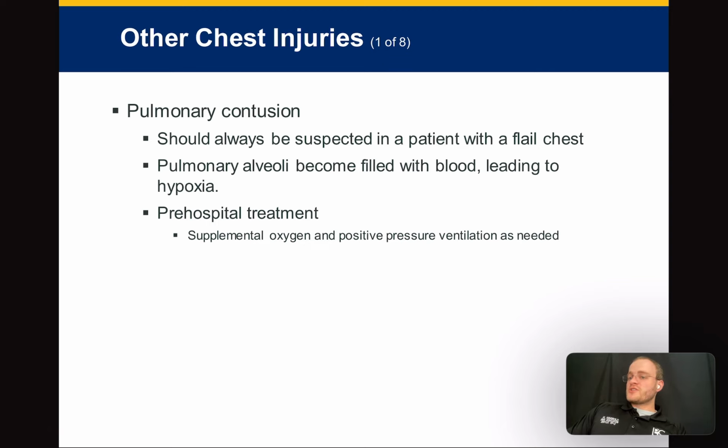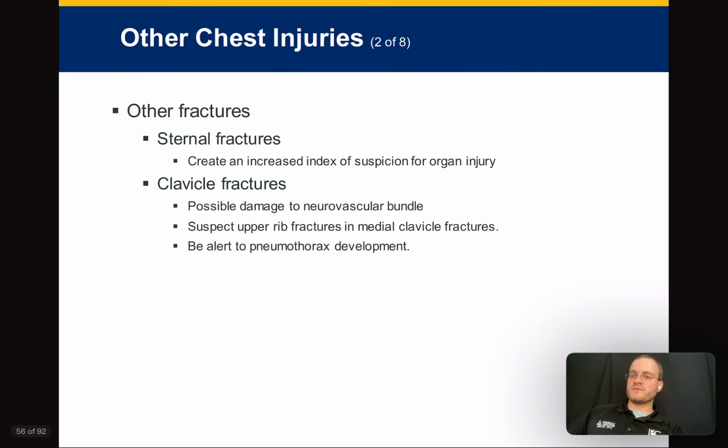Now, pulmonary contusion is what it sounds like, right? Anytime you have a broken rib or a flail chest, you should suspect a pulmonary contusion. The pulmonary alveoli can become filled with blood, and this will lead to hypoxia. This bruise on the lung, this blood on the lung, can lead to hypoxia, especially if they get rather large. And they can get rather large, because what is a hematoma? What is a contusion? It's a ruptured blood vessel. There's a lot of blood supply going to the lung, so these can get rather large rather quickly. The pre-hospital treatment is going to be supplemental oxygen and positive pressure ventilations as needed.